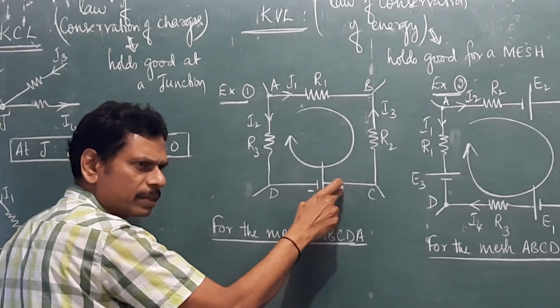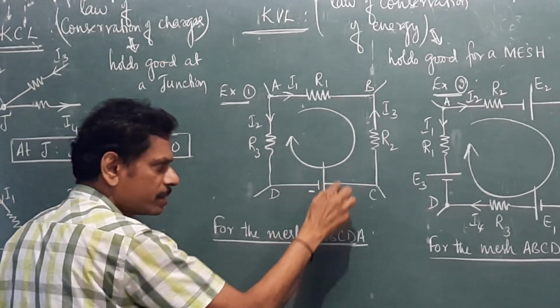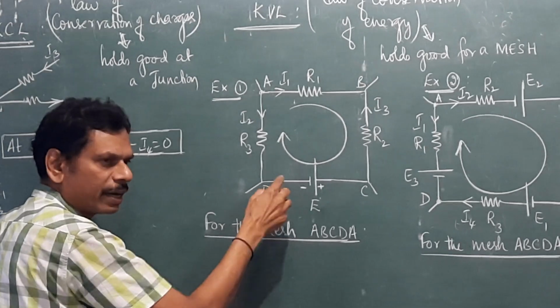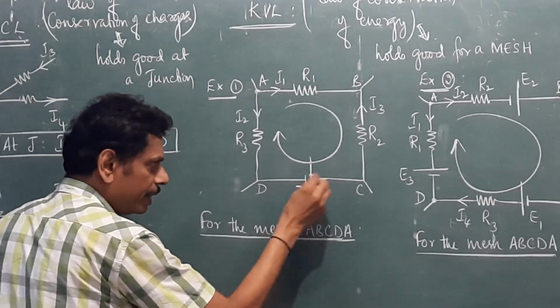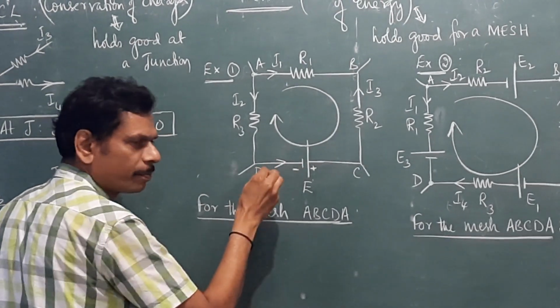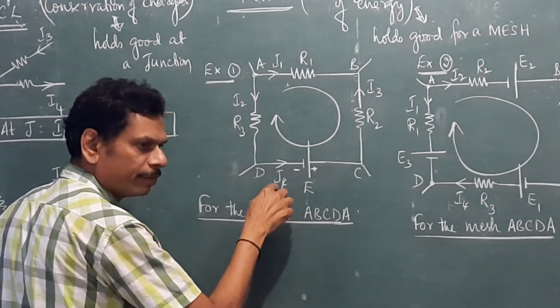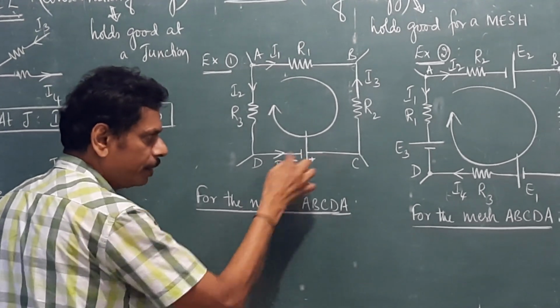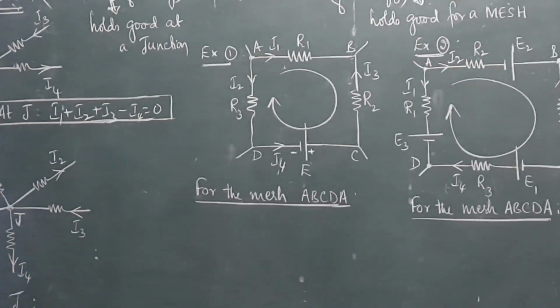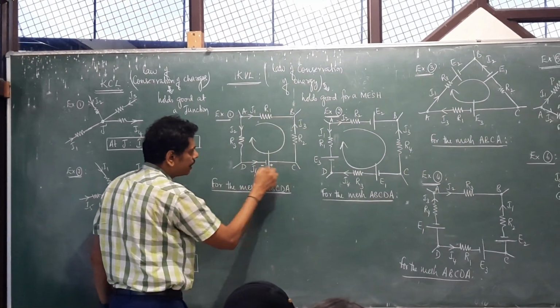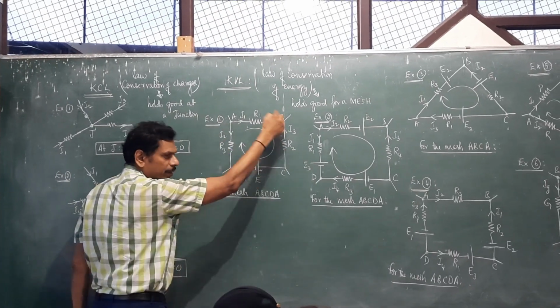Even if a current is present here, since the resistance is equal to 0, resistance multiplied by the current is equal to 0. Therefore, whether the current is present like this or not, no problem. So even if I introduce I4 here, I4 into resistance is equal to 0 according to Ohm's law. Coming to this concept, this is A, B, C, D, A. It is a closed mesh now.